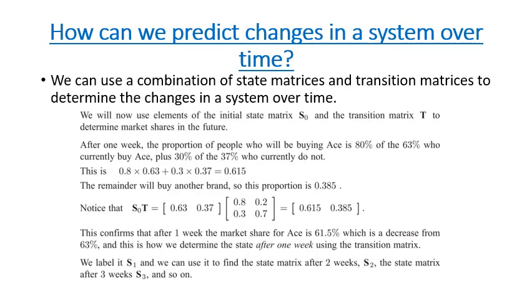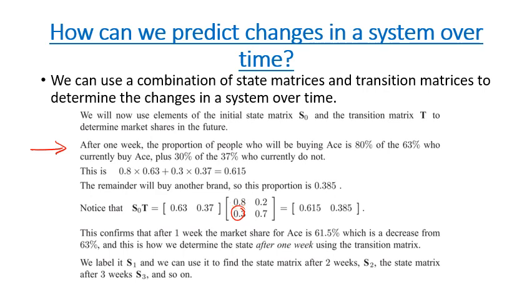We can use our state matrices and our transition matrices to determine any changes in a system over time. As we see here, after 1 week, the proportion of people who will be buying ACE is 80% of the 63%, because they had 0.8. So that is this part here. Of the 63% who currently buy ACE, 80% are going to continue buying it the next week. Plus, we're going to add 30% of our 37% people who weren't buying the ACE ice cream.